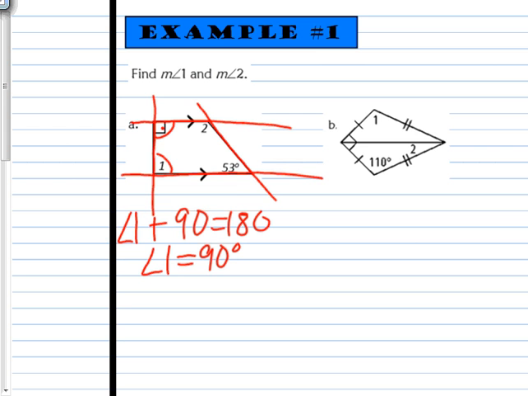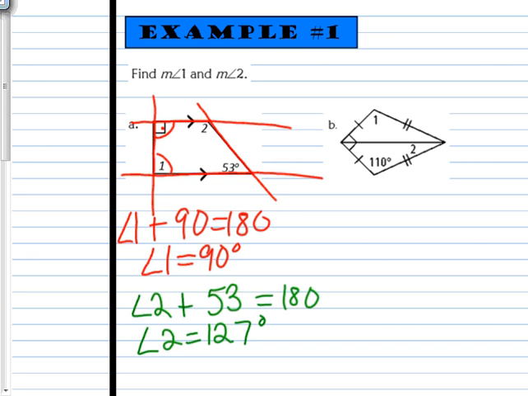The same thing is true over here. Angle 2 and angle 53 have to add up to 180. So angle 2 plus 53 equals 180. So when I subtract, angle 2 is 127.